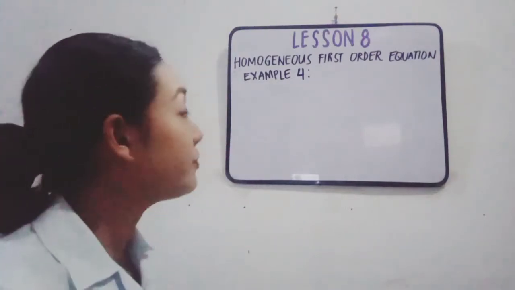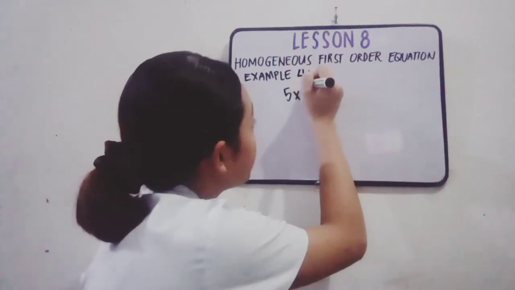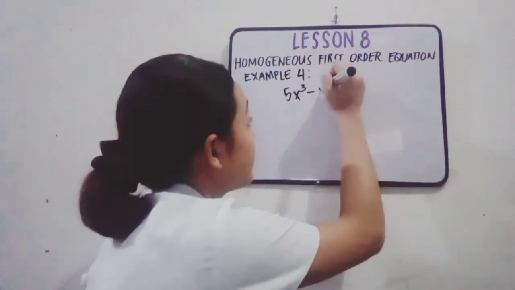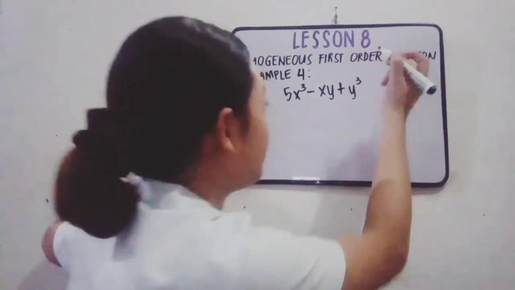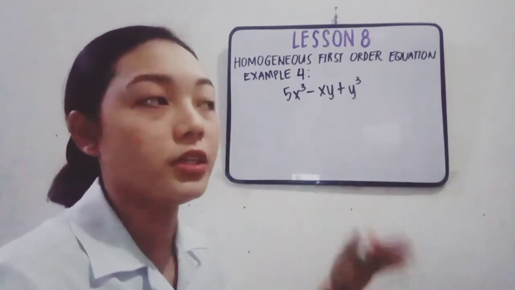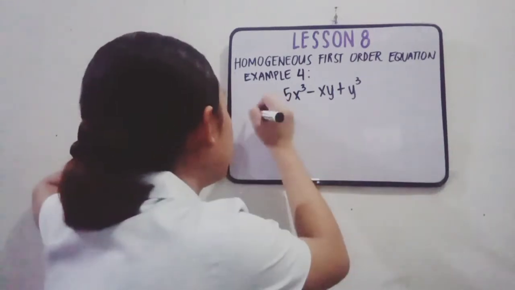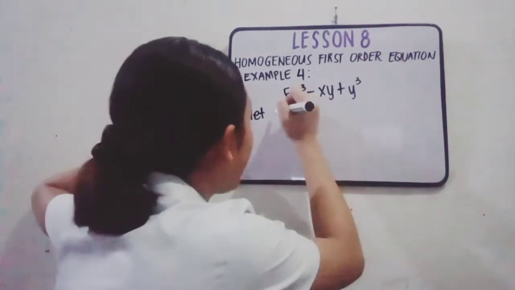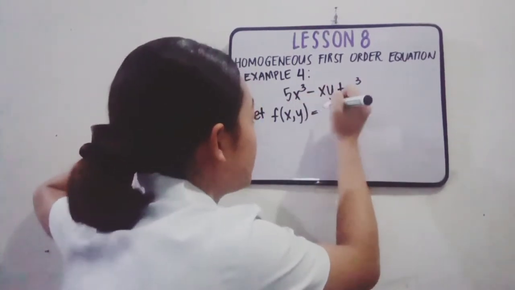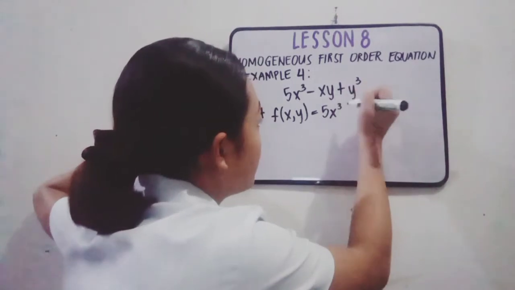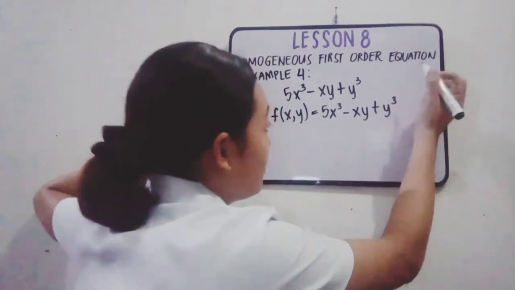Alright, so example number 4, it says: determine 5 cube of x minus xy plus y cube. So we need to determine whether it is homogeneous or not homogeneous. So let us solve. Let our original form f of x and y be equal to 5 cube of x minus xy plus y cube.